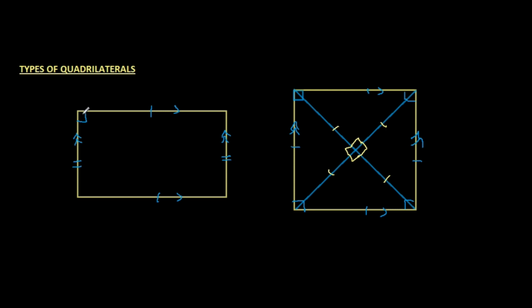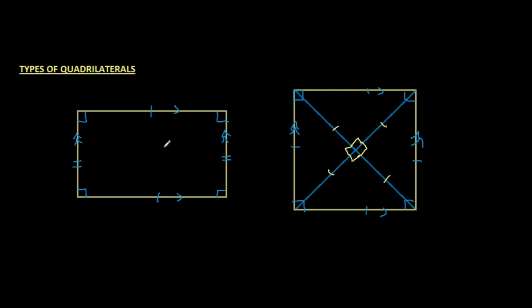And then by logic, we can prove that since both the lines are parallel, this is a supplementary angle, a co-interior angle. So this also has to be 90. And these lines are also parallel, so this is also a co-interior angle. This also has to be 90, and this also has to be 90. So all four angles in a rectangle are right angles. That is how it is different from a parallelogram.